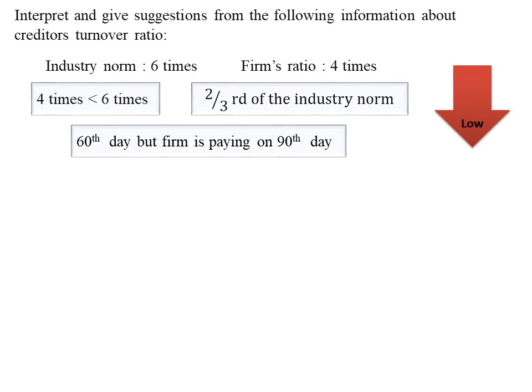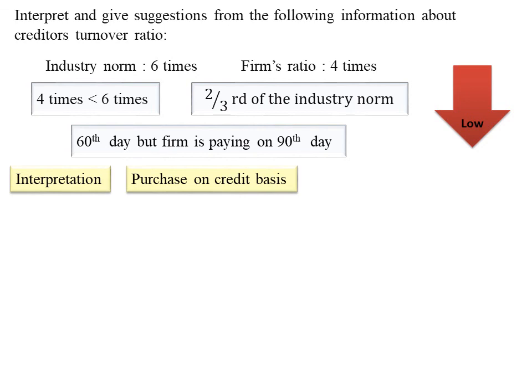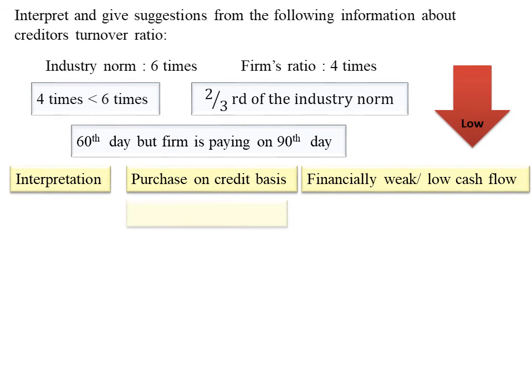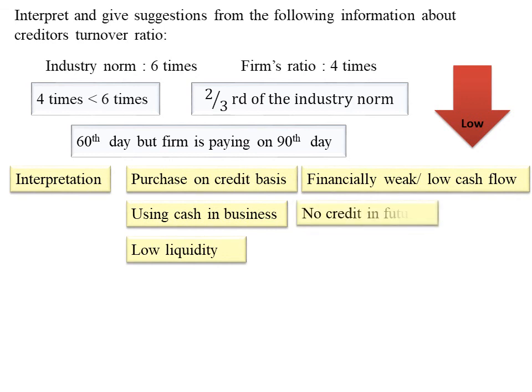A low ratio shows that the firm is purchasing the majority of goods on credit basis. It also shows that the firm is financially weak or facing a problem of low cash flow, or it might be using more cash in business. This displays low liquidity position of a firm. Therefore, such a firm will not be able to get goods on credit in future. Overall, it indicates that the firm is not managing its creditors efficiently.